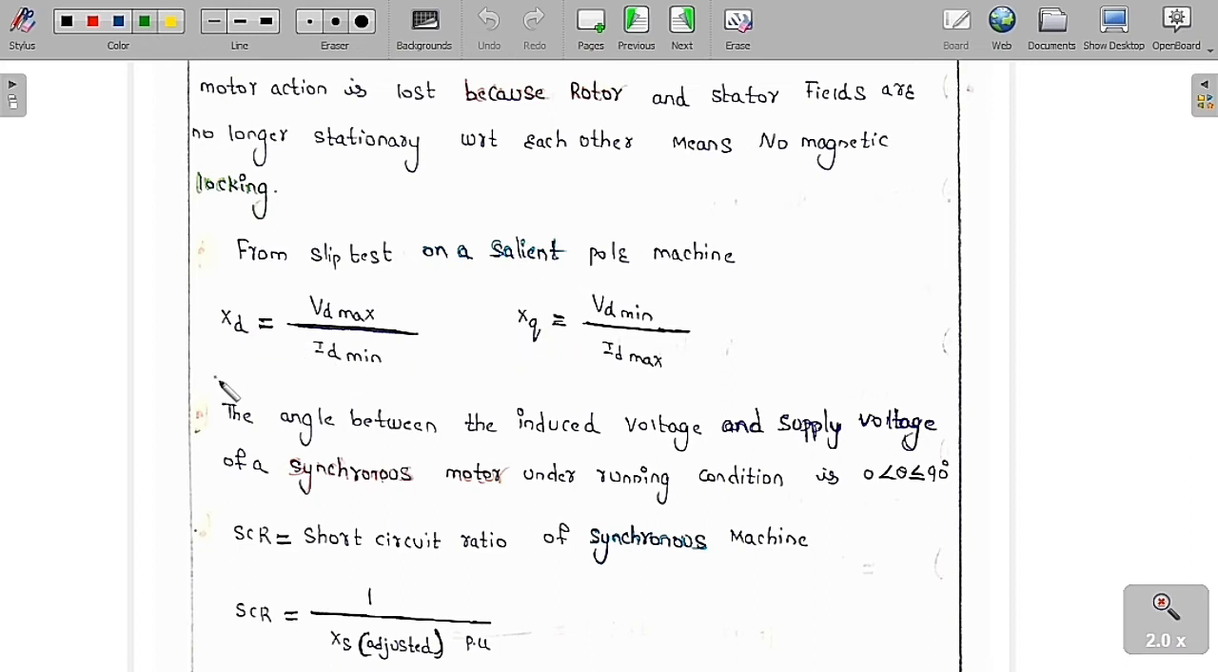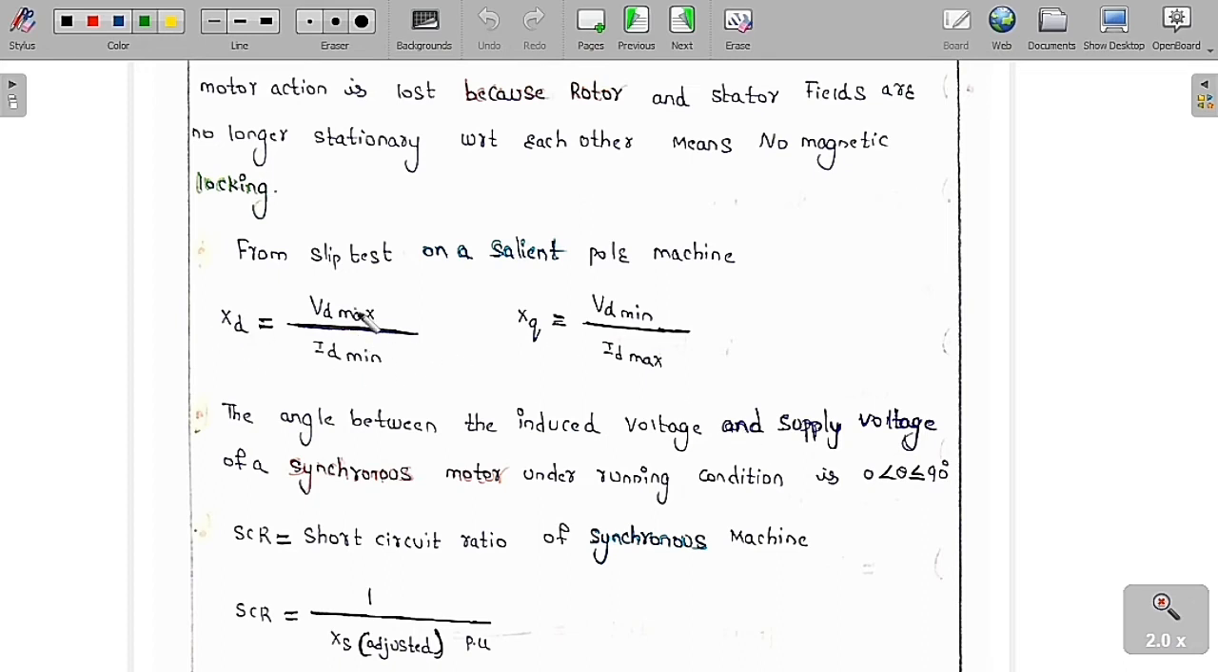Reactance is nothing but the ratio of voltage by current. So for XD to be maximum, the numerator should be maximum and the denominator minimum. Similarly, for XQ, the numerator should be minimum and the denominator maximum. Therefore, XD is equal to VD max by ID min, and XQ is equal to VD min by ID max. This is a very important point. Basically, with the help of the slip test, we can find the XD and XQ of a salient pole synchronous machine. In the English alphabet, D comes earlier than Q, so XD is always greater than XQ.